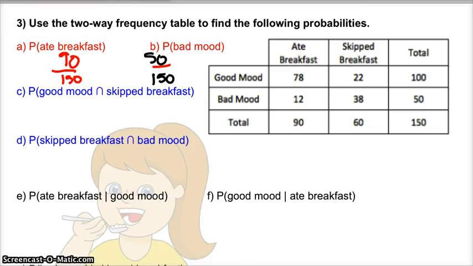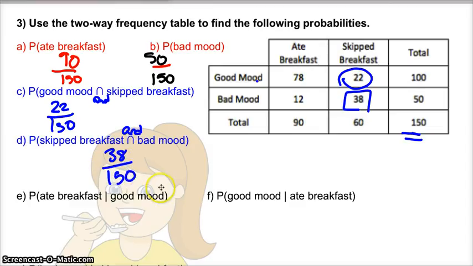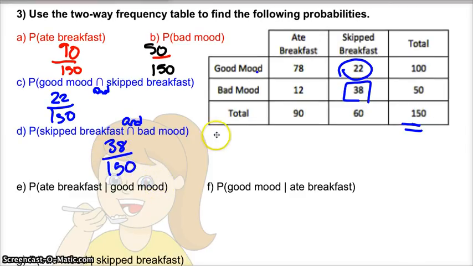Letter C asks for the probability that somebody is in a good mood and that that person skipped breakfast. Good mood, skipped breakfast is 22 out of the total number of 150. The probability that somebody skipped breakfast and was in a bad mood is the 38 over the total 150. Now these next three are newer varieties, where the idea here is that this slash is the word given.